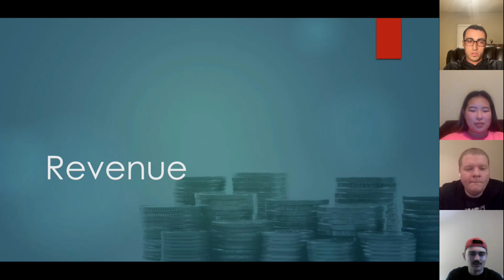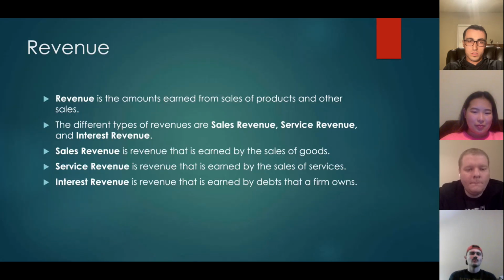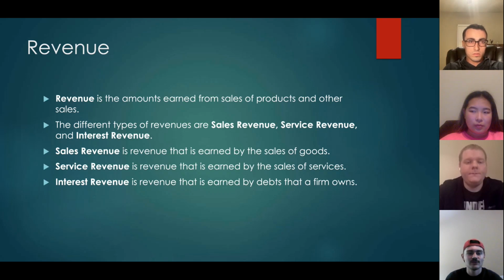Okay, we're going to start this off with revenue. Well, what is revenue, you might ask? Revenue is the amounts earned from sales of products and other sales. The different types of revenues are sales revenue, service revenue, and interest revenue. Sales revenue is the revenue that is earned by the sales of goods. Service revenue is revenue that is earned by the sales of services. Interest revenue is revenue that is earned by debts that a firm owns.